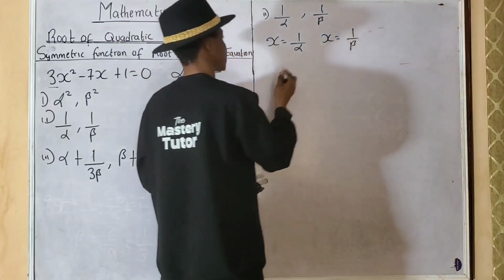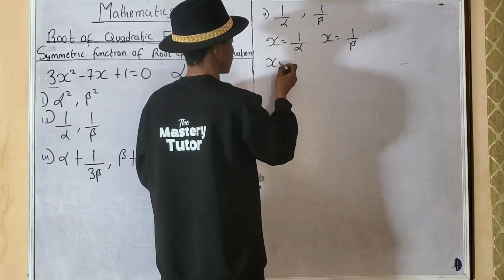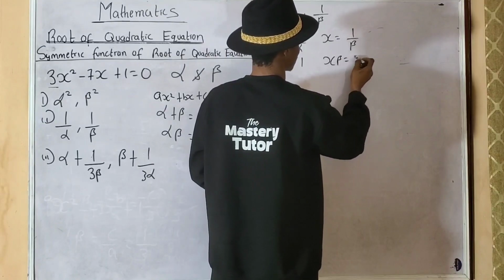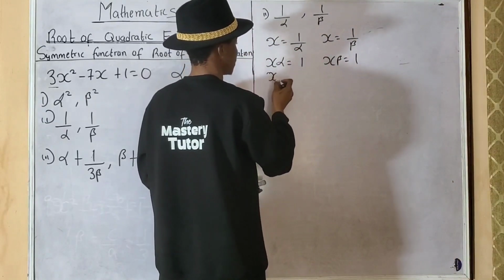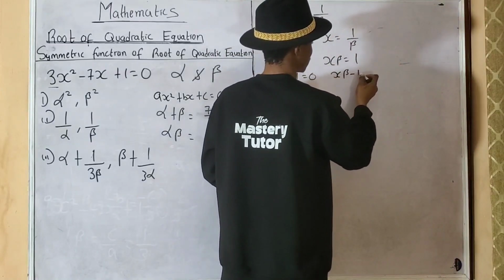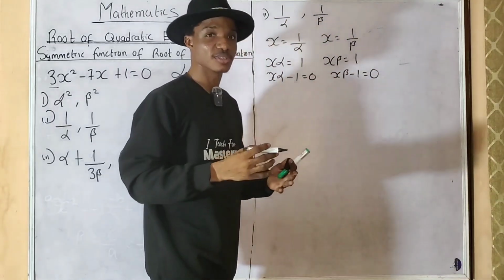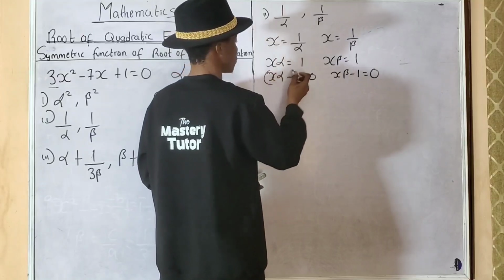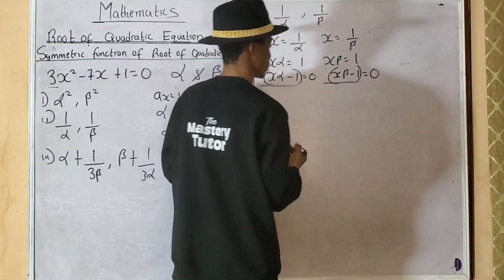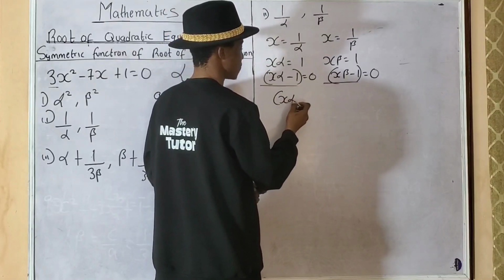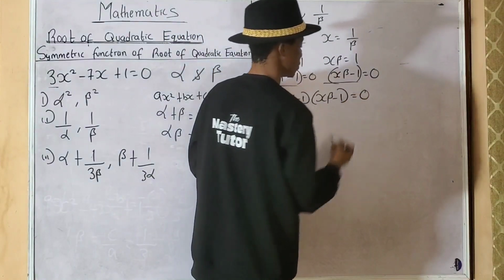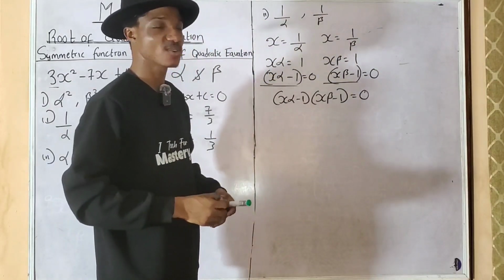Are you following? Cross multiply. I'm going to have x multiplied by alpha equals 1 and x multiplied by beta equals 1. x alpha minus 1 equals 0. x beta minus 1 equals 0. Are you following? Okay. Now, this is one factor and this is another factor. So I'm going to take the product of these two factors. So it becomes x alpha minus 1 multiplied by x beta minus 1. This will be equal to 0. Are you getting it?